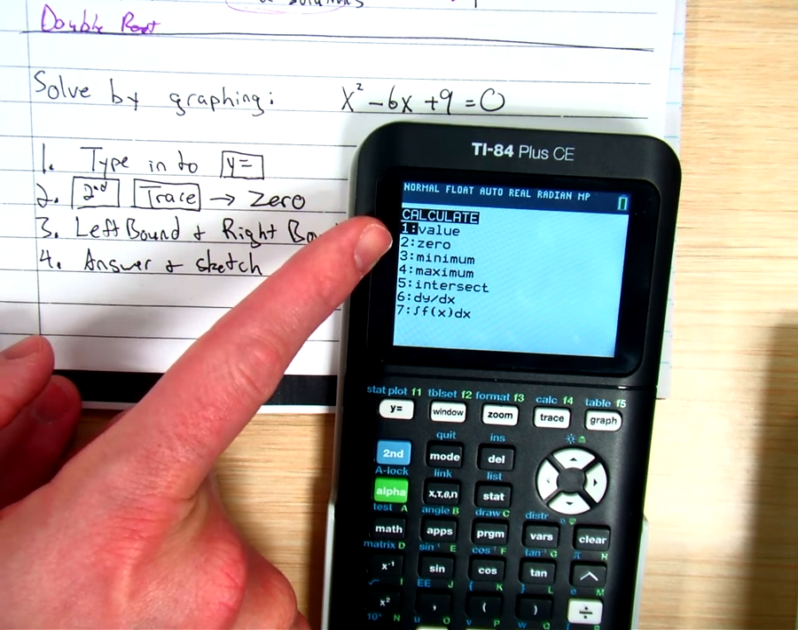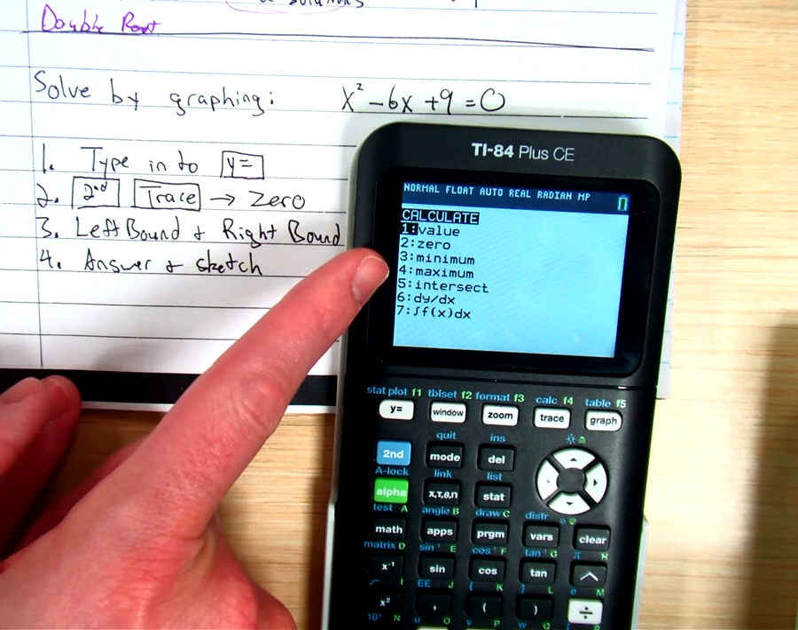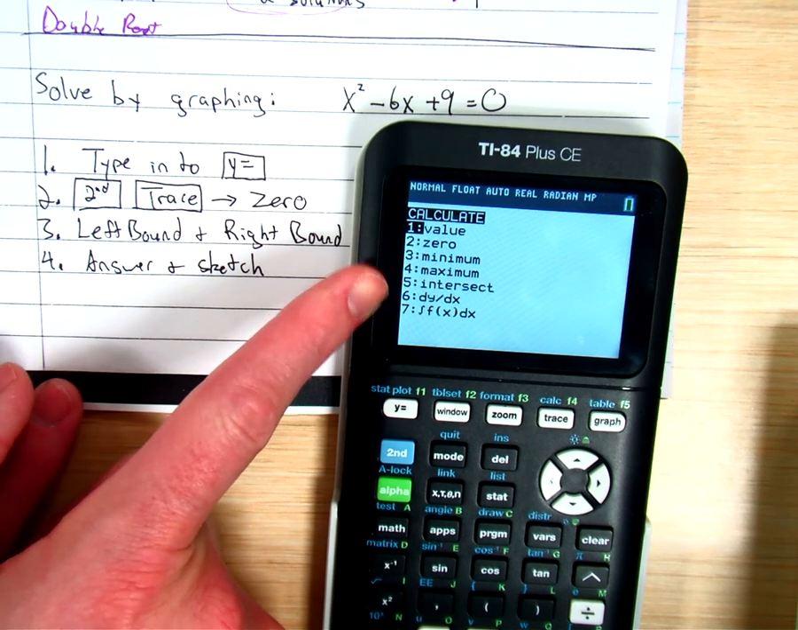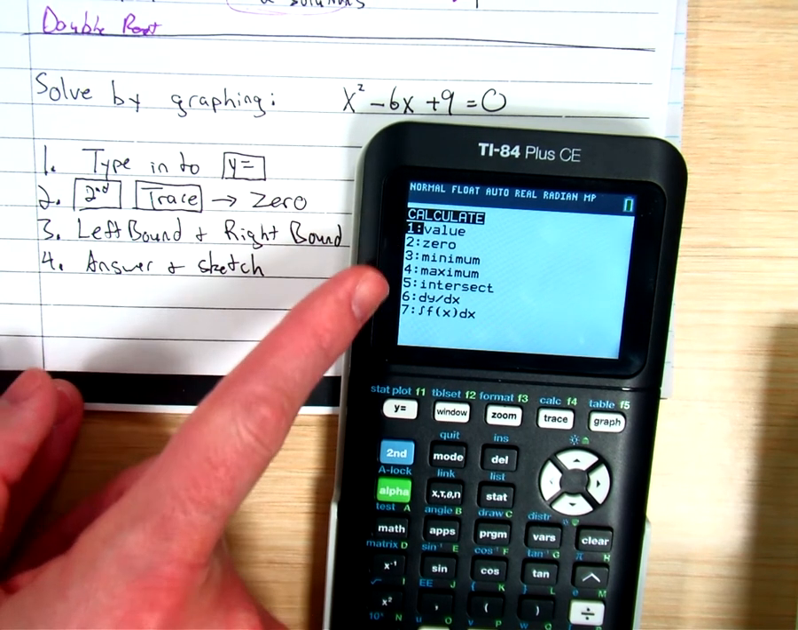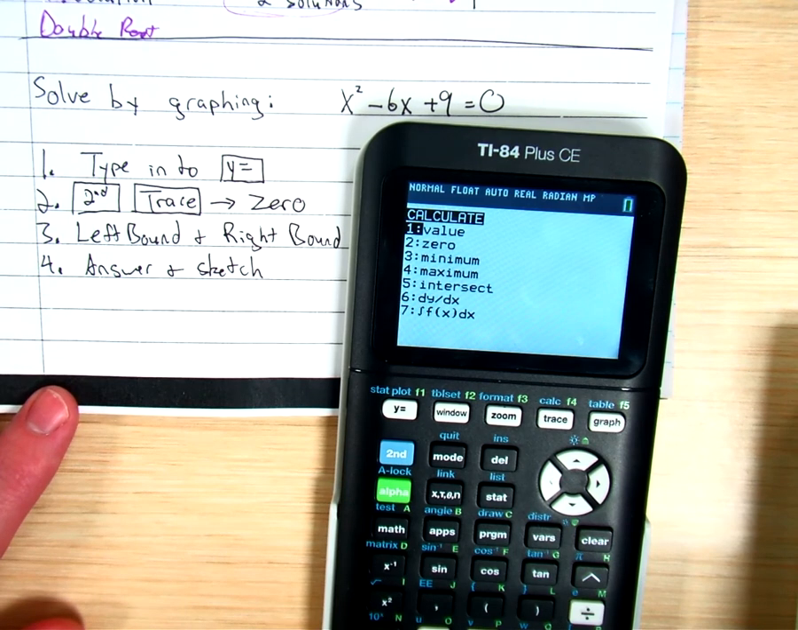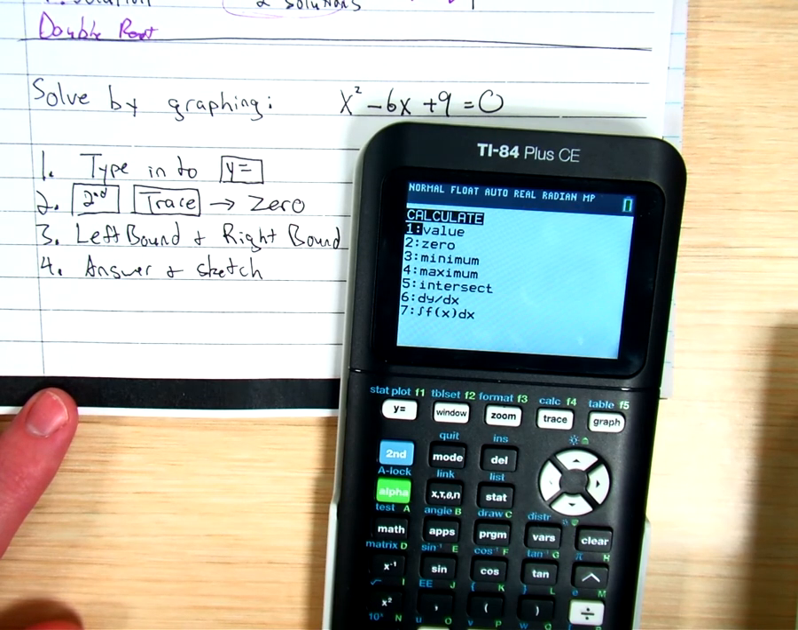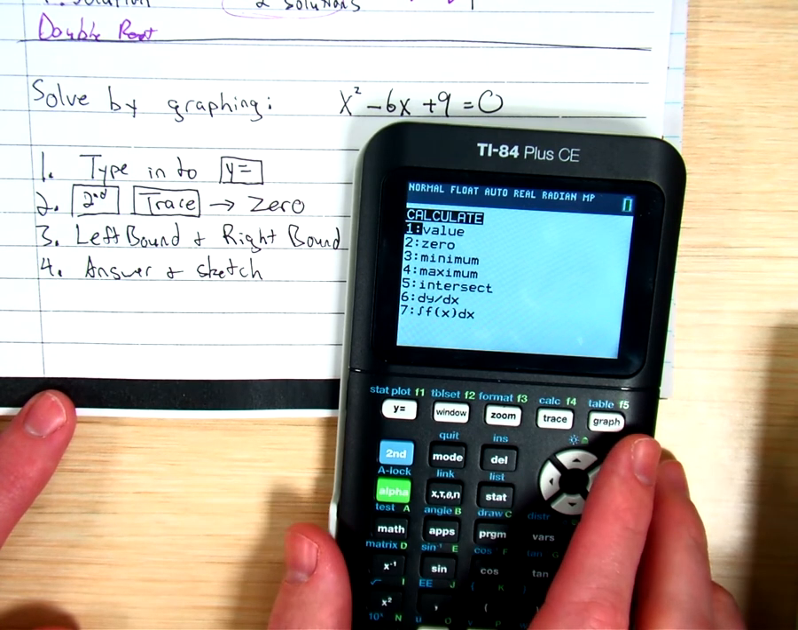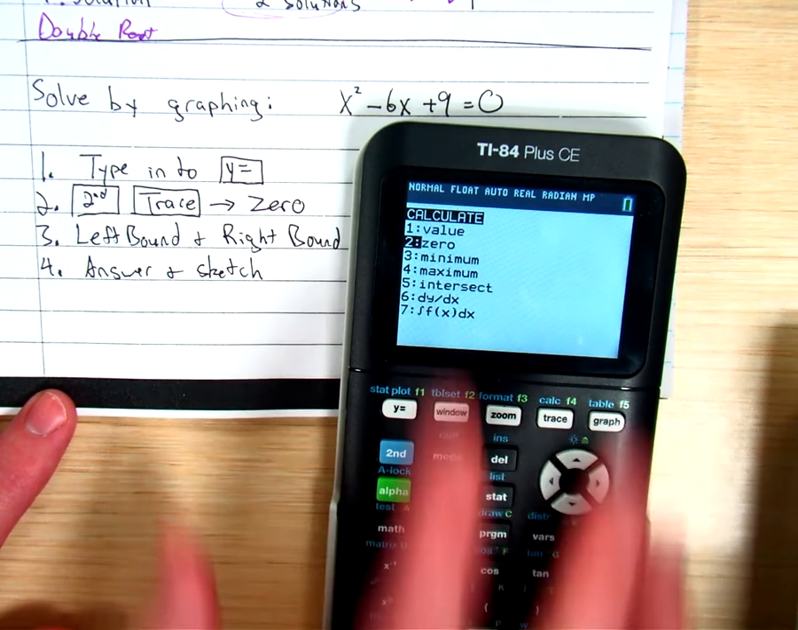0, min, and max are a lot of things you're going to use in Algebra 2. You could use intersect in Algebra 2. Okay, and in pre-calculus. Then this dy dx. And so options 6 and 7 are things you might use in calculus, if you get that far. Okay, so we want 0.